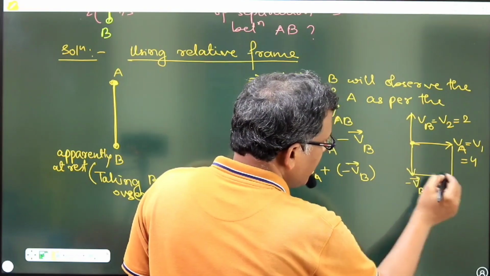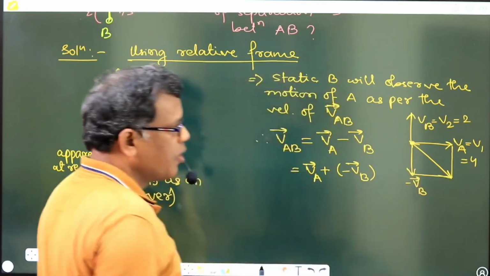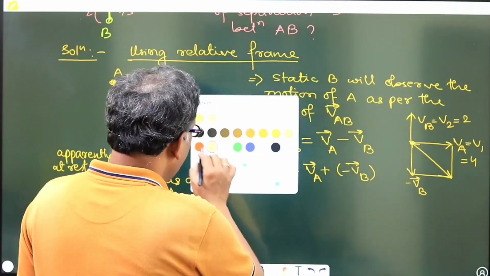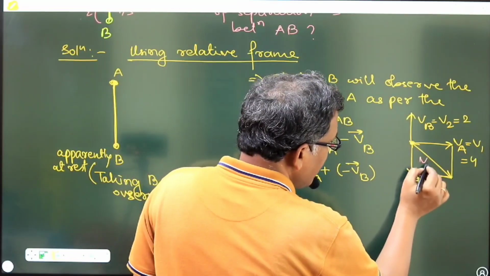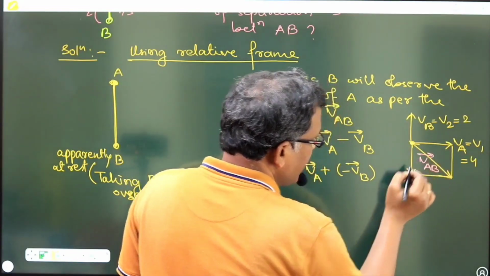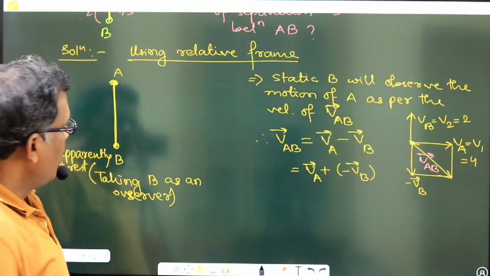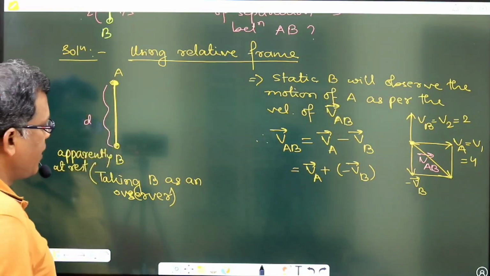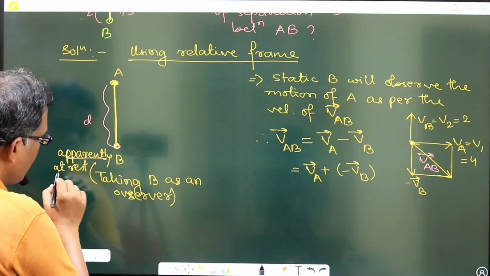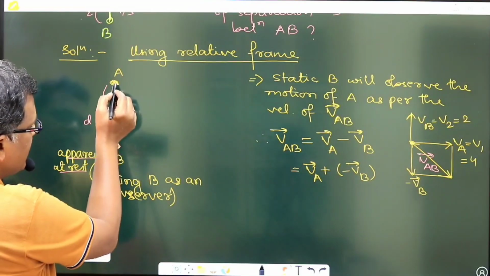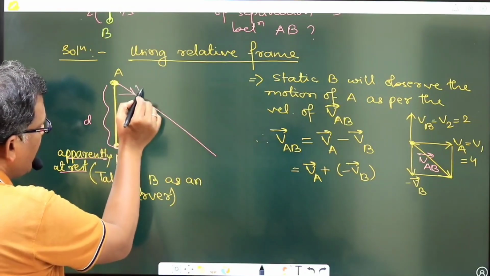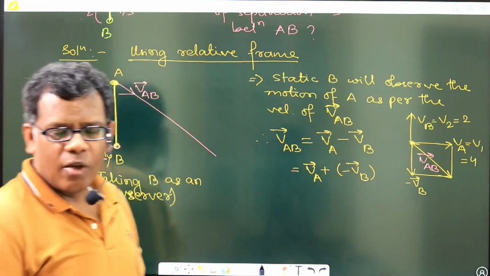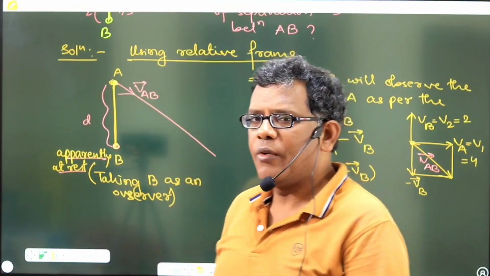Taking the rectangular form, this diagonal will represent VAB. So here the VAB vector will be this one. Are you getting me or not? So with respect to the initial separation between A and B, when B is taken as an observer which is apparently at rest, it can see the motion of A along the line of this, using the velocity VAB. Are you getting me? It cannot see the real motion of A, which is actually going due east.